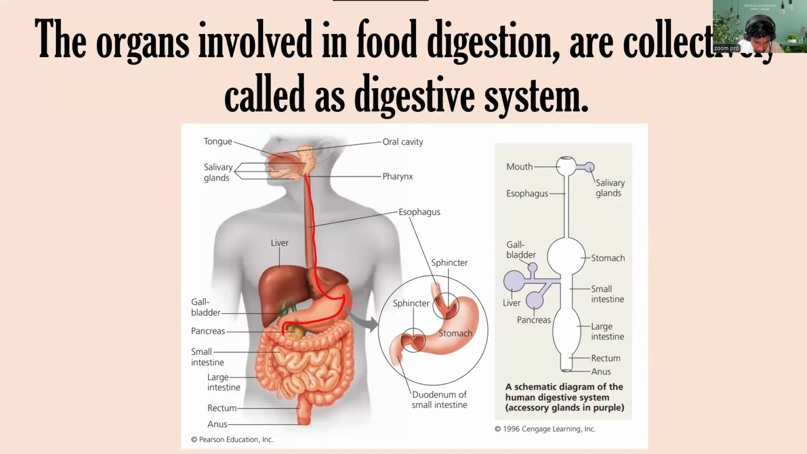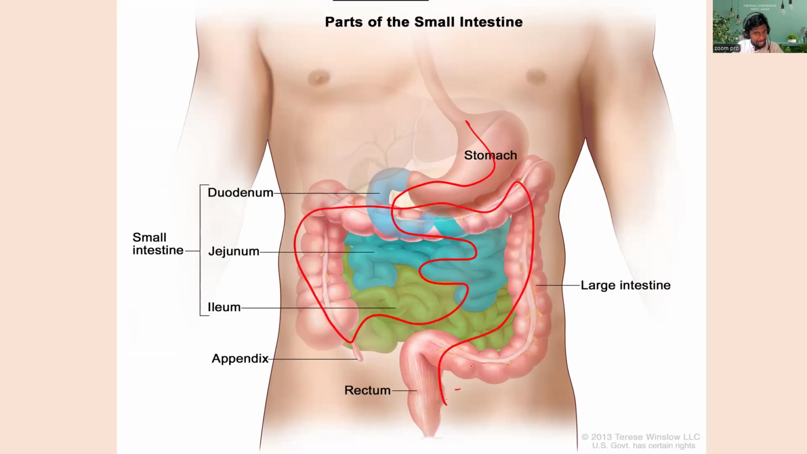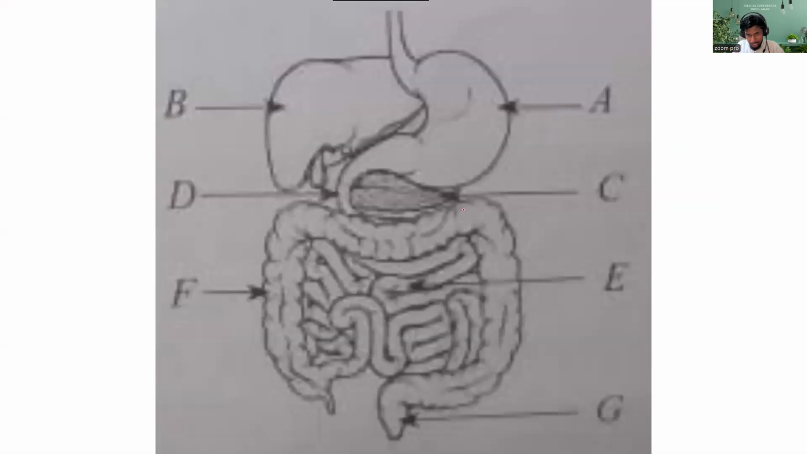From the stomach, it will move to the small intestine. From small intestine to large intestine. That is the pathway, right? Stomach, then small intestine and large intestine, and finally anus. So we'll come to the pathway here, right?